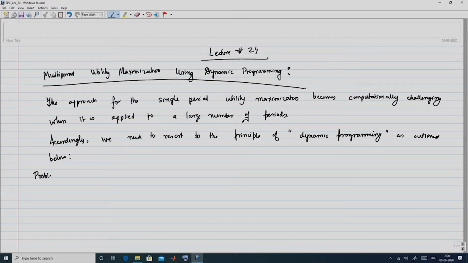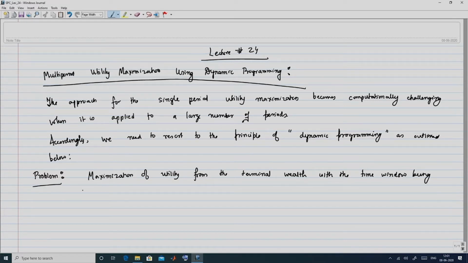So, the problem statement goes as follows, that we want the maximization of utility from the terminal wealth, that is the wealth at the final time point capital T, with the time window for the investment being 0 to capital T. And we do this maximization at time point t is equal to 0, 1, 2 all the way to capital T.